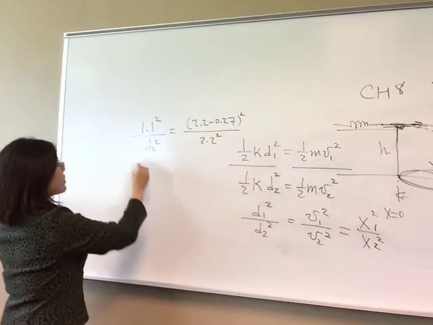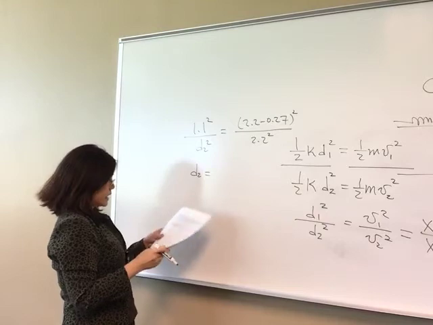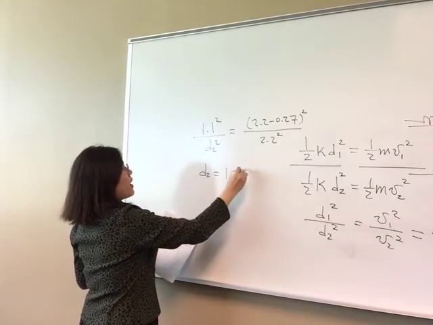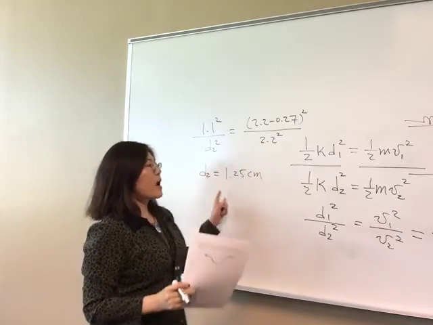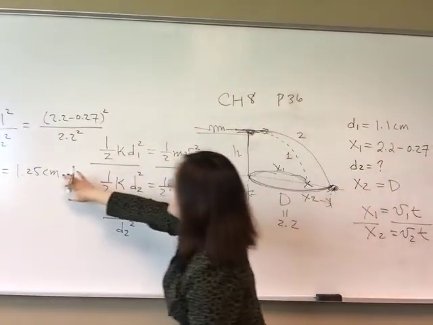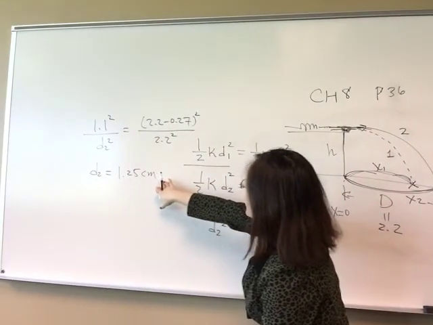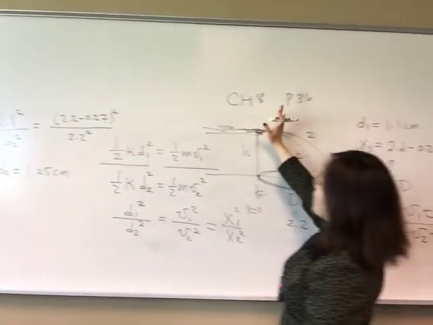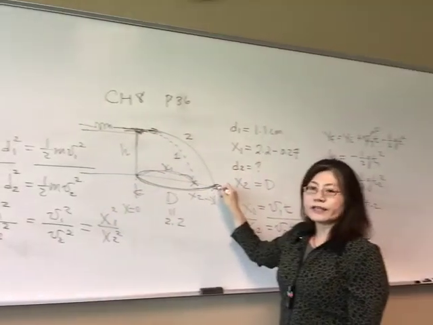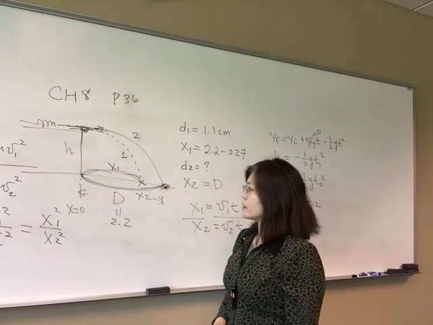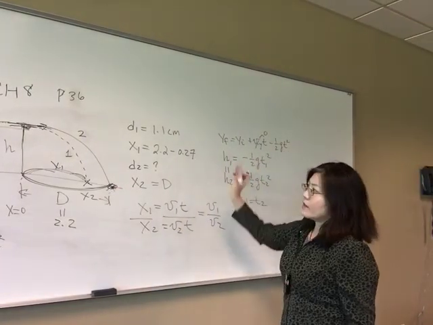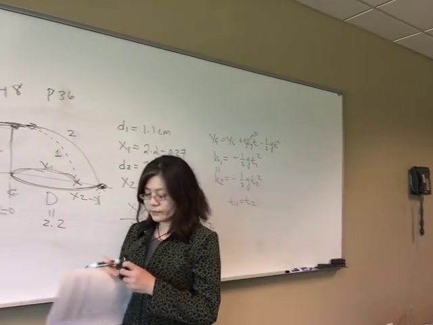After you do the calculation, your d2 is equal to 1.25 centimeters. This is the amount of displacement needed to compress the spring so that it will hit the target located at this point. Basically, that's that. All right.